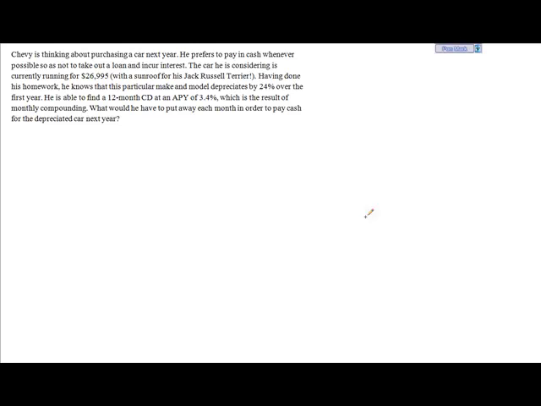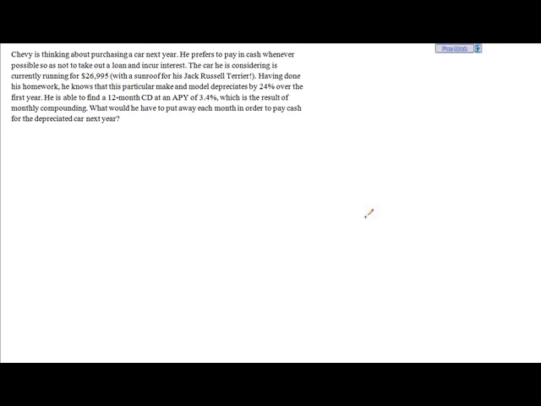We're told here in this problem that Chevy is going to purchase a car. It's $26,995. He knows that this particular make and model depreciates by 24% over the first year, so big depreciation rate. And he's able to find a 12-month CD at an APY of 3.4%, which is a result of monthly compounding. What would he have to put away each month in order to pay cash for the depreciated car next year?